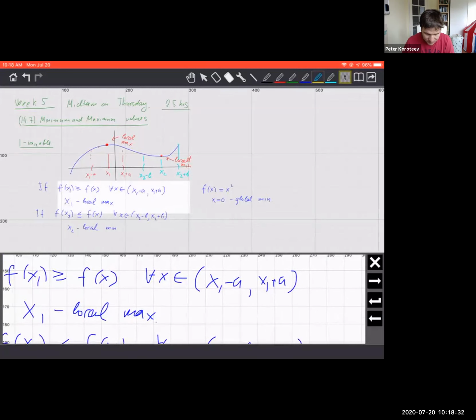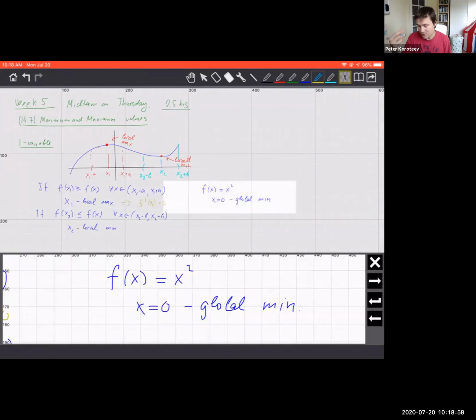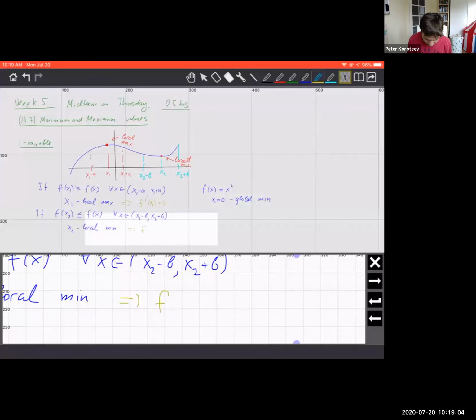So, a function has a local maximum if what? If a function has a local maximum or local minimum, what was the condition on the derivative of the function? Here we had the derivative of the function at x1 equal to 0. We'll get to the gradient later, but for a function of one variable it's the normal derivative: f prime of x1, x2 is equal to 0.